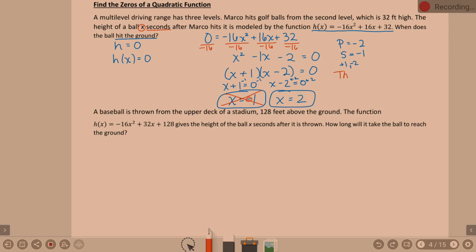Okay? I'm going to write that out real quick. The ball hits the ground 2 seconds after Marco hits it. Okay? And so obviously you're probably just entering a number, but I wanted to make sure you guys had the idea.